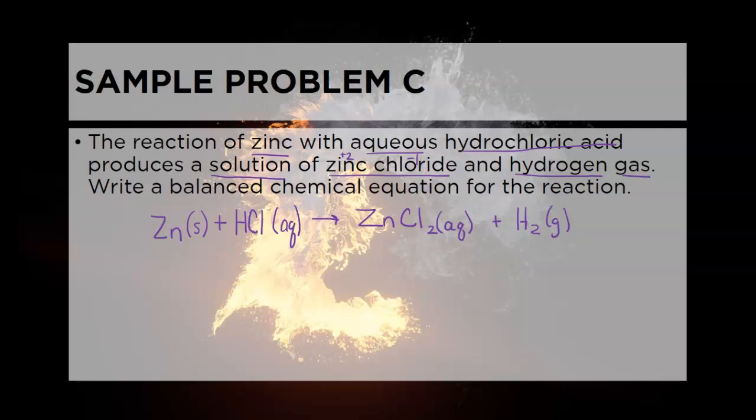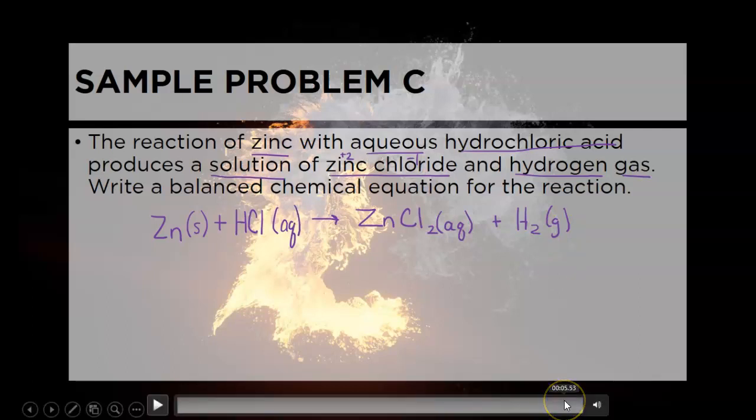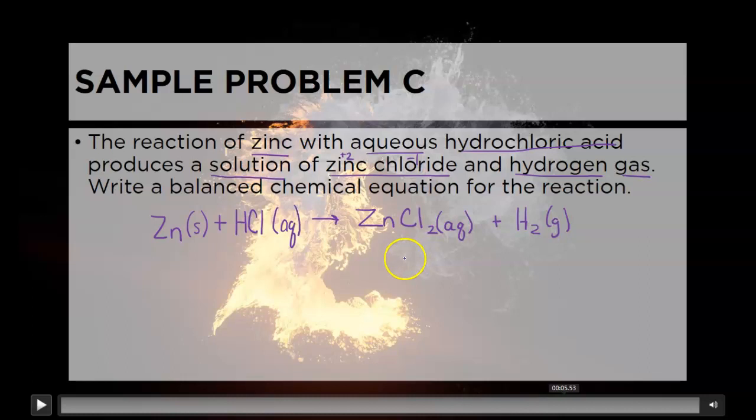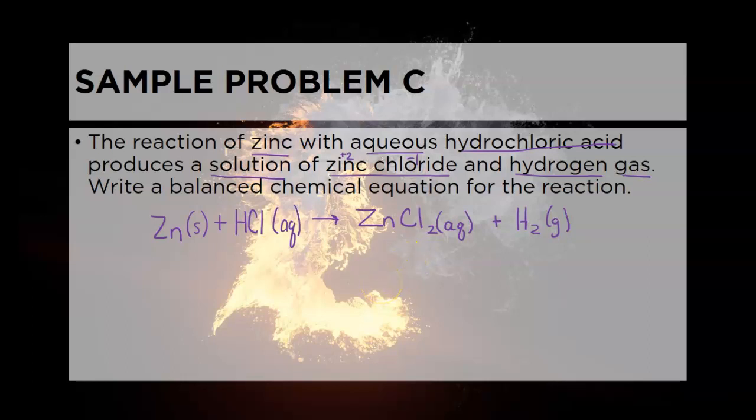And now we need to balance it. This one actually is a lot simpler than the next one we're going to do. If we look through this, zinc is good on both sides. H is not good and Cl is not good. But what's one simple thing I can do to balance both sides? I can add a number.